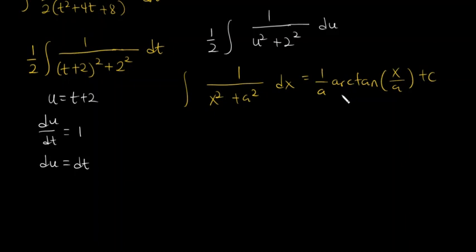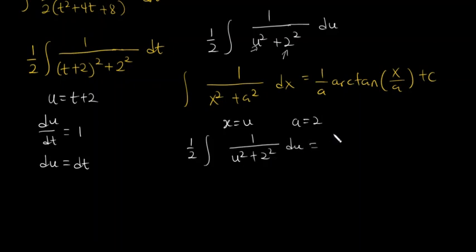Okay, guys, so let's continue. One thing you have to know is that arctan is the same as tan inverse. So at this point, we can see that our x will be equal to u, and then our a will be equal to 2, which is this 2 here. So you have 1 over 2 multiplying the integral of 1 over u squared plus 2 squared du. So this will be equal to 1 over a, which is 2, arctan of x, which is u, divided by a, which is 2, then plus the constant of integration.